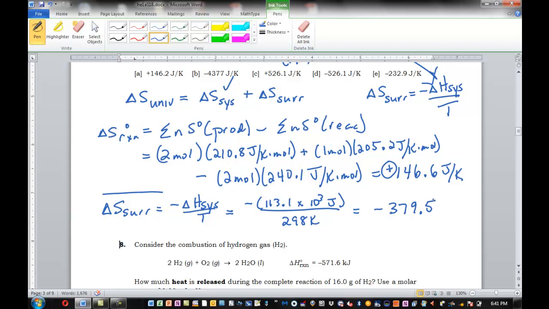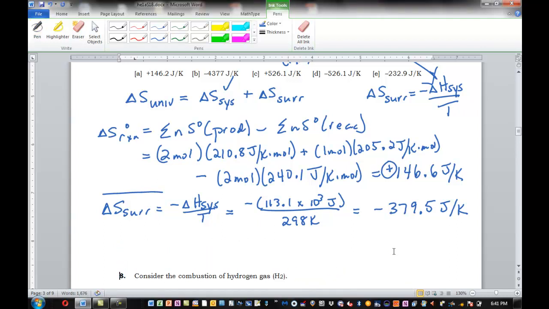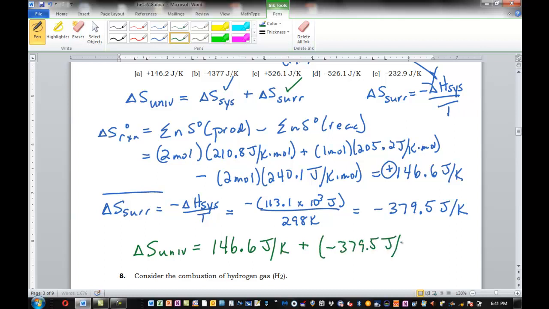I think I'm doing something wrong here. No, that's right. Somehow I had in my mind that this answer was there for some reason. I guess I didn't do that. All right, so there we have it. We have delta S reaction and delta S of the surroundings. Again, delta S reaction is delta S of the system. All we have to do is add those together. Delta S of the universe is delta S system plus delta S of the surroundings. So our delta S of the universe is 146.6 joules per Kelvin, plus a negative 379.5, which is delta S of the surroundings.